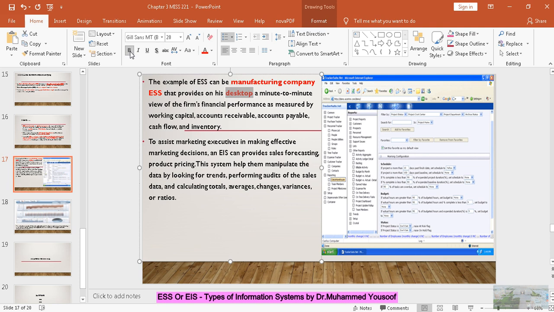A view of the firm's financial performance. I want to see what's happening with the financial performance. What are the indicators that I am going to check? I am going to check on the working capital. I am going to check on the accounts payable. I am going to check on the accounts receivable. I am also going to check on the cash flow, and I am going to check on the inventory. These are the 5 parameters I want to monitor.